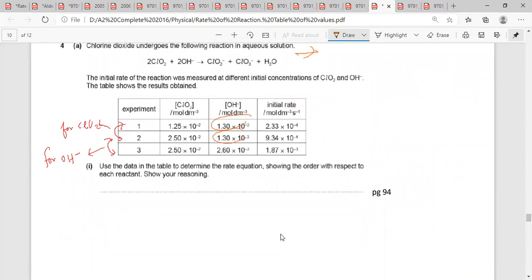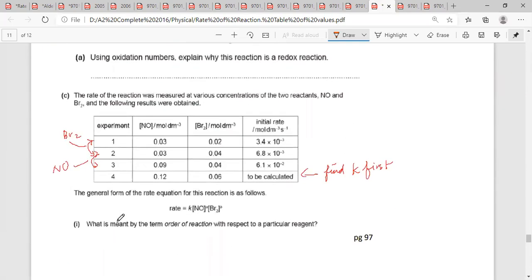Same thing here for this equation. These two are the same. You can find the order is one here. These two are the same. You can find the order. I won't go through that because time is catching up with us. Same thing from here.